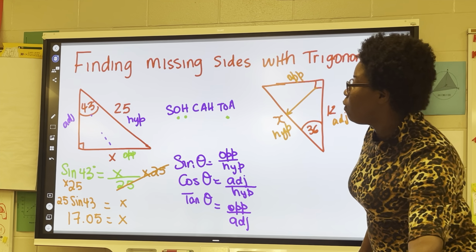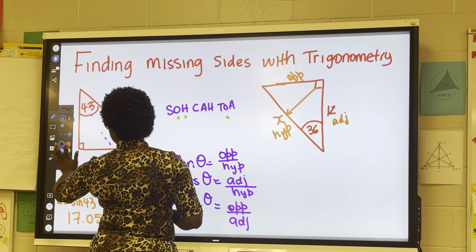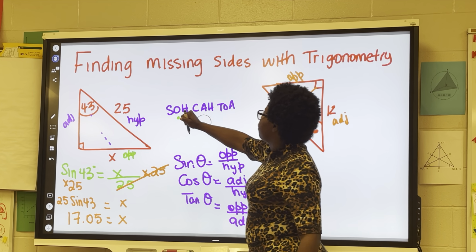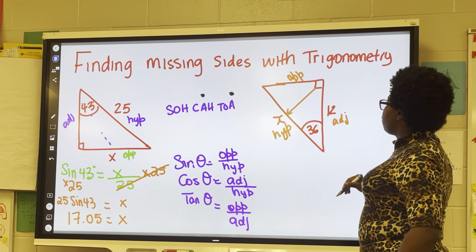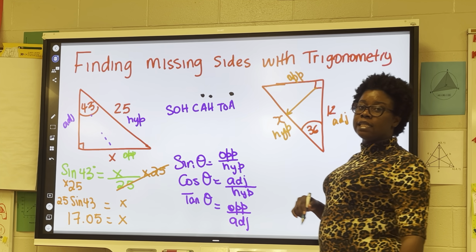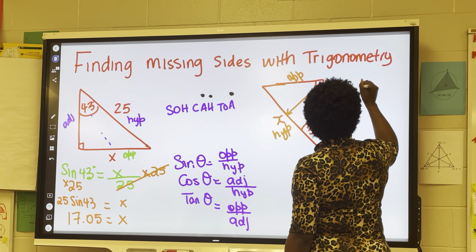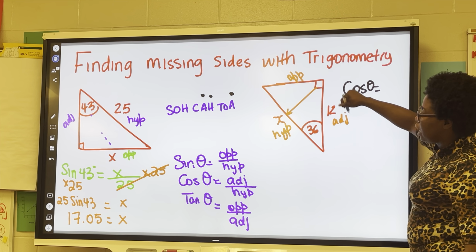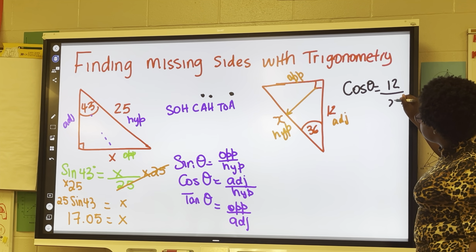The same thing we did before, we have to look at the ratios to see what we're given and what we're trying to find. We are given the adjacent. So it's either tan or cos, and we want to find the hypotenuse. Only cos has the adjacent and the hypotenuse in it, and so cos is our ratio. The cos of an angle is equal to the adjacent over the hypotenuse. So the adjacent here is 12 over the hypotenuse, which is x.